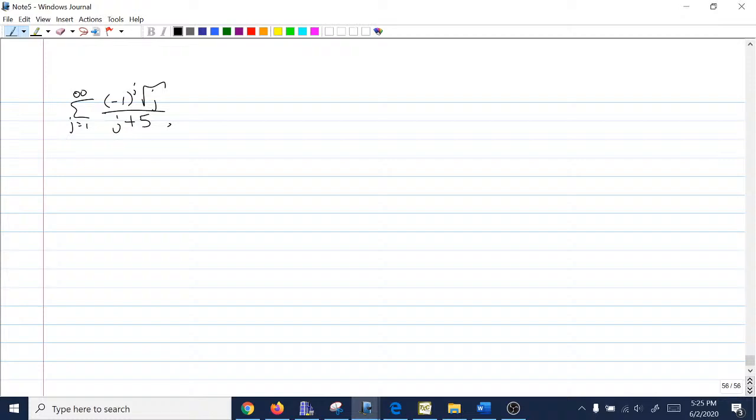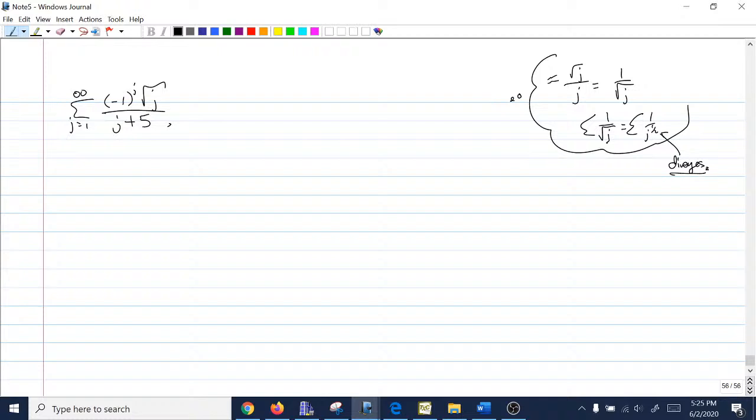About how big is this? If the negative 1 to the j wasn't there, this would be about as big as root j over j, which is 1 over root j. Does the sum of 1 over root j converge? That's a p-series. That's 1 over j to the 1/2. 1/2 is less than 1. This series diverges. You really want to know the p-series and geometric series facts right off the top of your head.